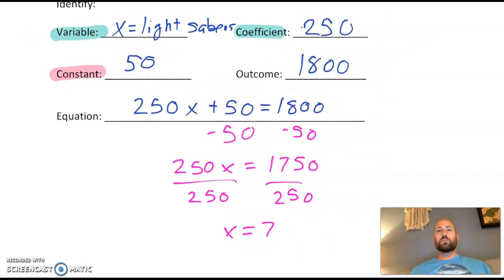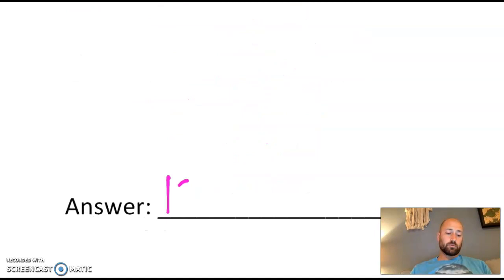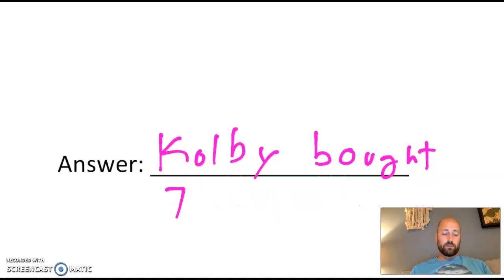Word problem, so what are we going to do? We are going to answer with a sentence. So Colby One bought 7 lightsabers. Sounds like he's ready for a big battle.